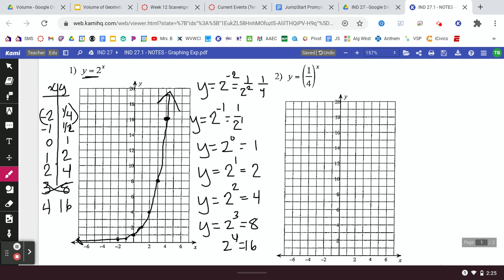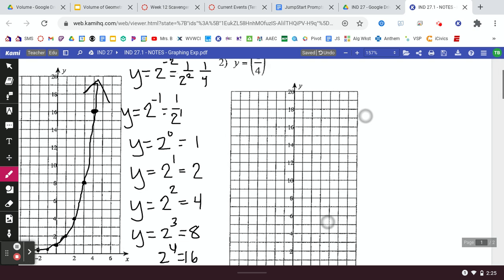Sometimes though, if you go too high, you're off the graph. Like, let's say I would skip 3 and 4 and I'd go right to 5. What's 2 to the 5th power? Yeah, that's off my graph. So you may have to back it down a little bit if you get off your graph. Okay? All right, let's take a look at number 2.